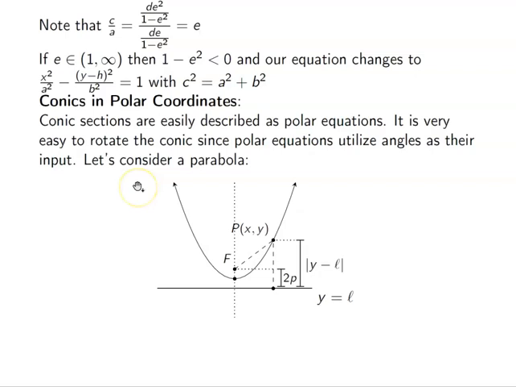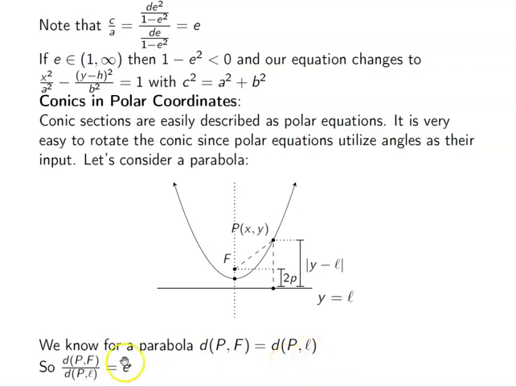So let's consider a parabola. So we had kind of worked out all this stuff, right? We're assuming that y is equal to L. This distance is y minus L. Let's say that this is 2p, so then the vertex is a distance of p, okay? And so we know that the distance from the point to the focus and the distance from the point to the directrix is equal, okay? And so their ratio, since they're equal, which is equal to E, is equal to 1, right? That's the easiest way to look at this, right?